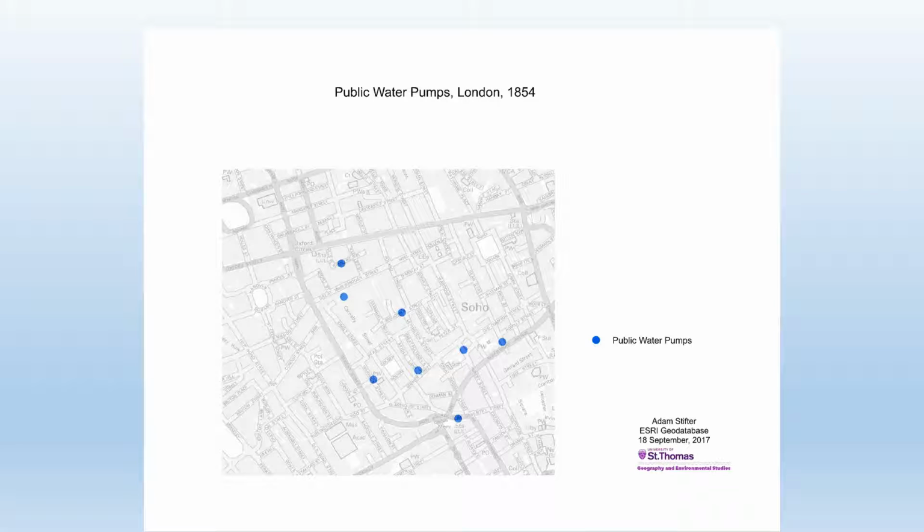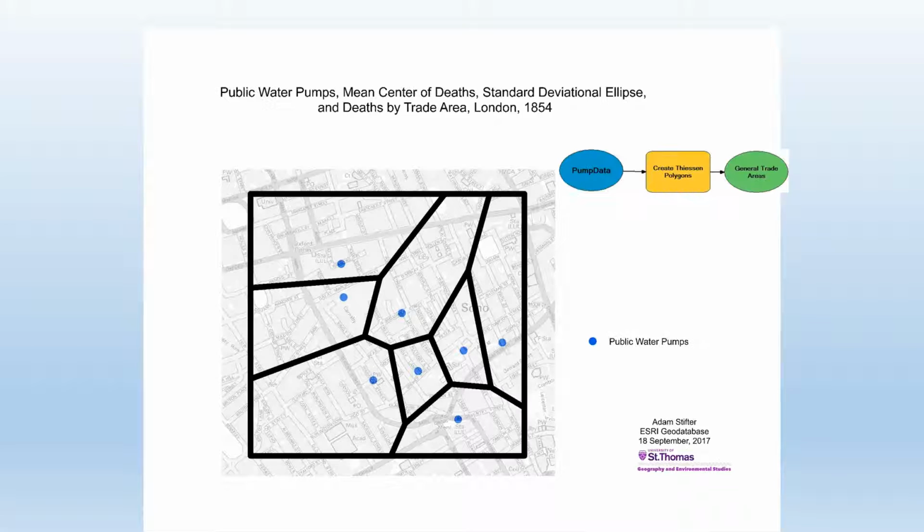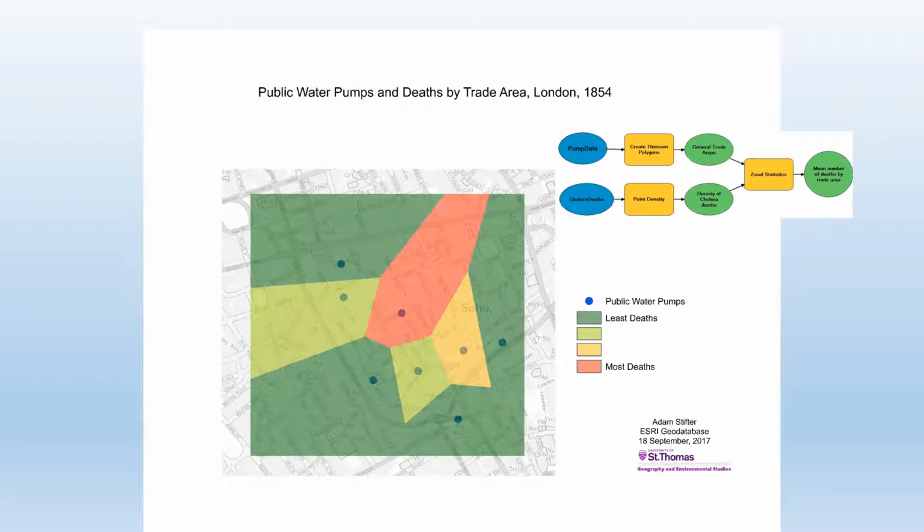So again, we start back at the 1854 grayscale. Now we can take a look at the water pumps. These are the public water pumps that were active at the time John Snow was collecting his data and the cholera was running rampant. I then used the Create Thiessen Polygons tool with pump data as my point sources in order to establish general trade areas, areas that people would be more likely to use, say, one well over the other. Then, using the output of those trade areas and the density of cholera deaths into the zonal statistics tool, I was able to find the mean number of deaths by trade area.